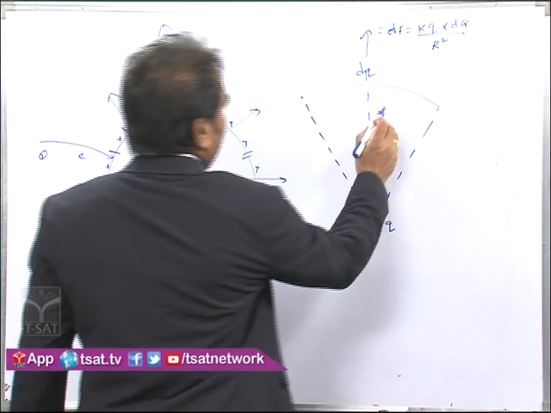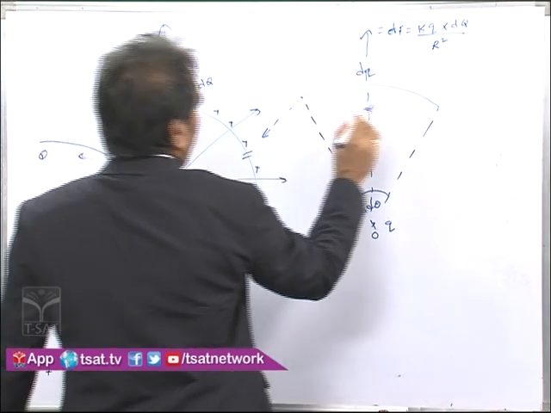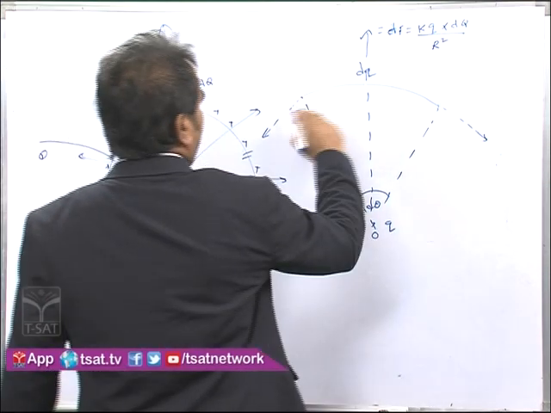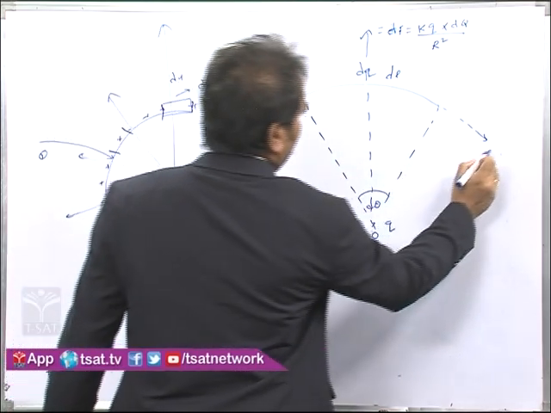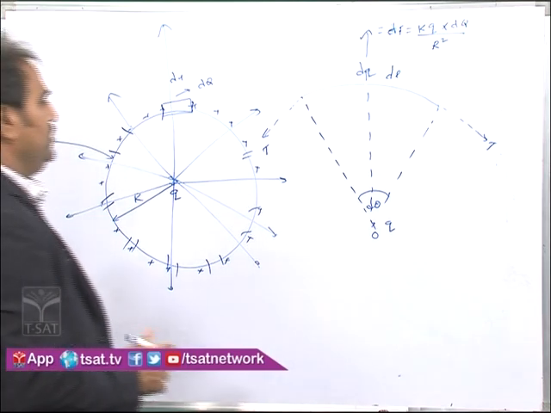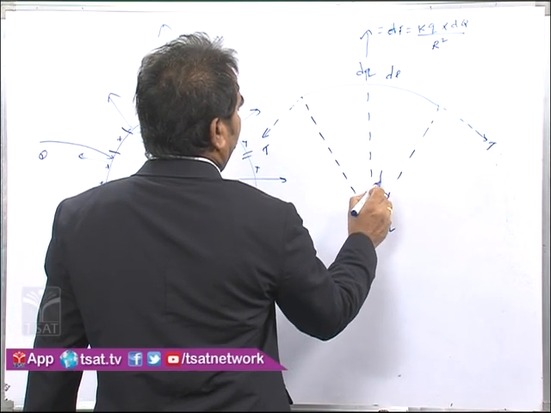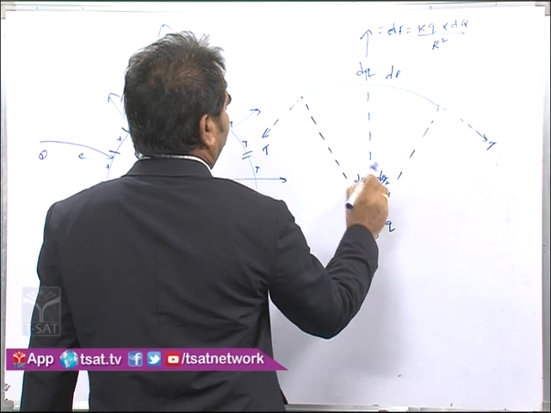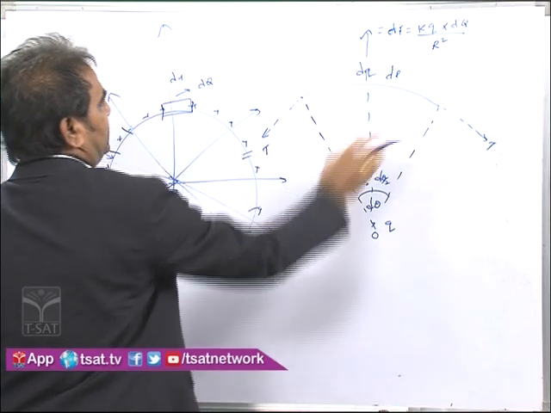Therefore, due to this force, tension would be developed on both ends of this element of the ring. Let the length of the element be dl. This tension would be developed on both ends of the element. So this is the angle d theta, and this half of the angle becomes d theta by 2. We wish to find the increment of the tension in the string.